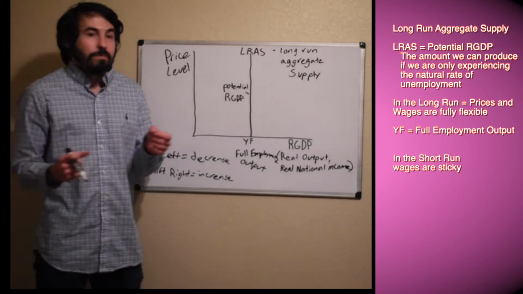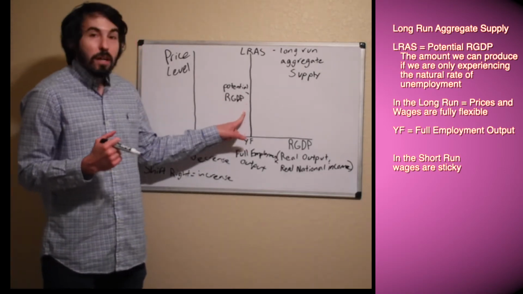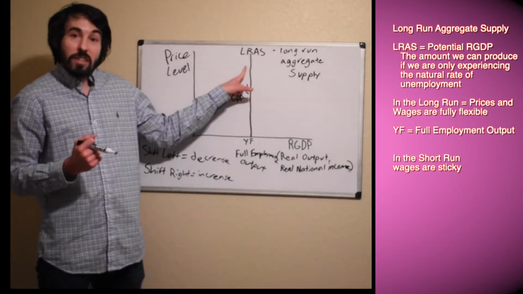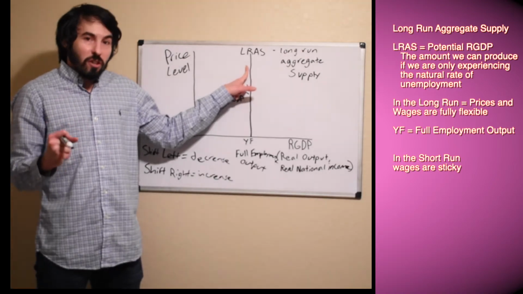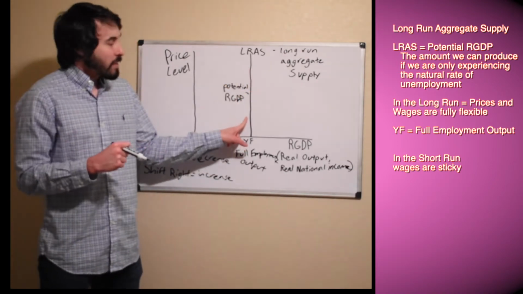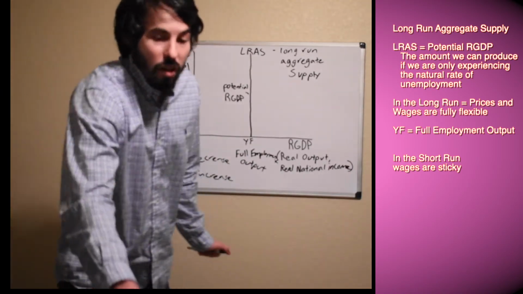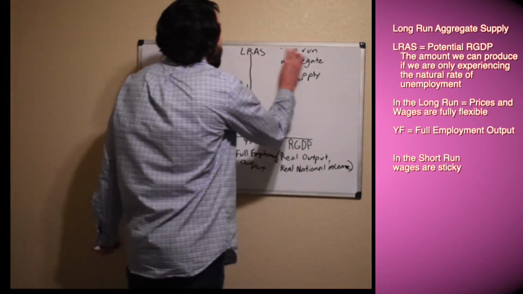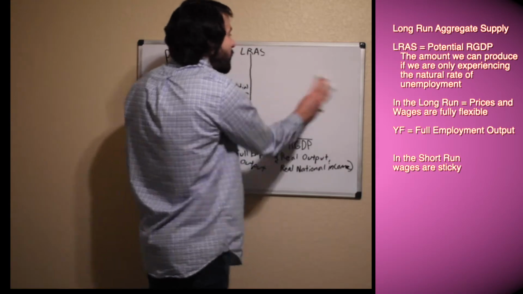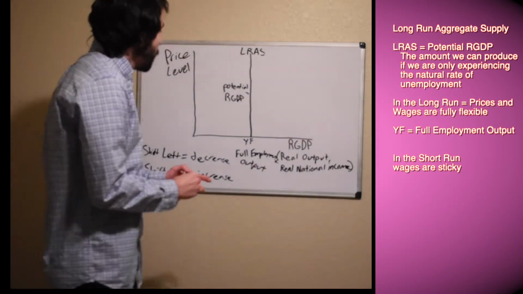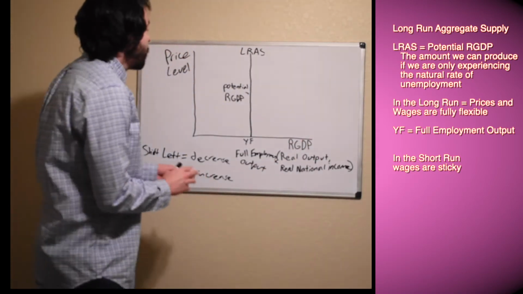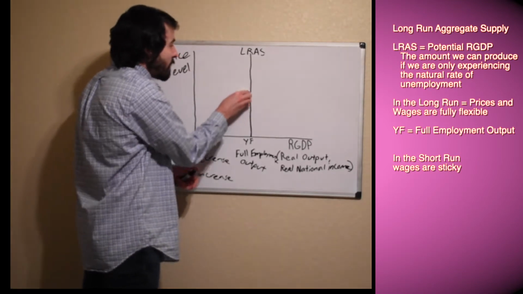In the long run, as price level goes up, as inflation increases, wages are also going to go up, because over time, as prices go up, businesses are going to have to pay people more. So that's our long run aggregate supply curve. In the long run, prices and wages are fully flexible. As price level goes up, wages too go up in the long run.